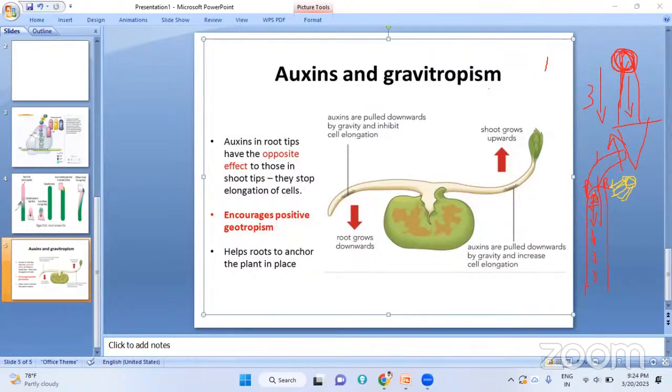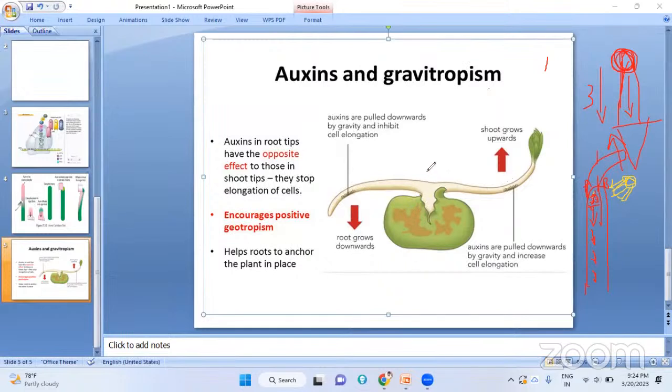So, towards light. This is called phototropism: the direction of plant growth follows the direction of light. And the next one is gravitropism. The experiment we see here is on phototropism.